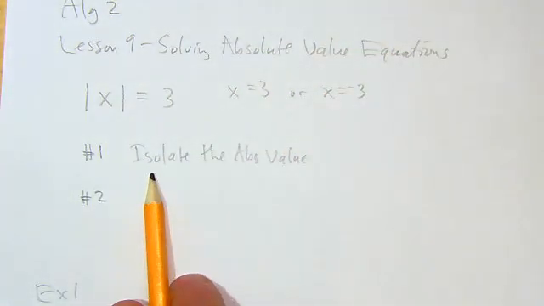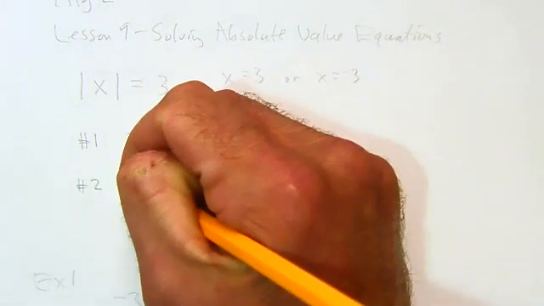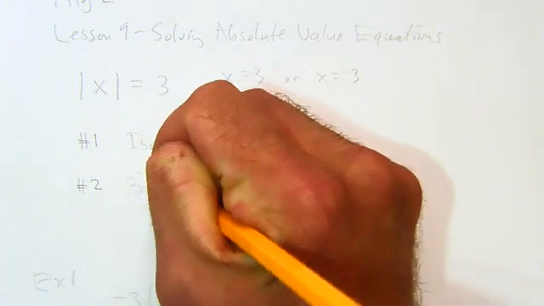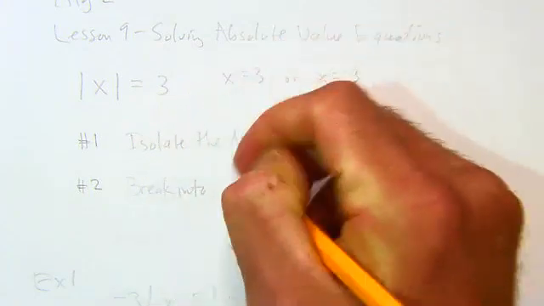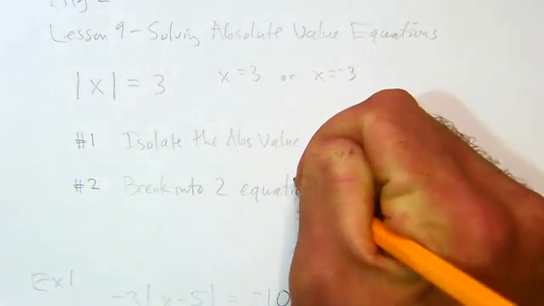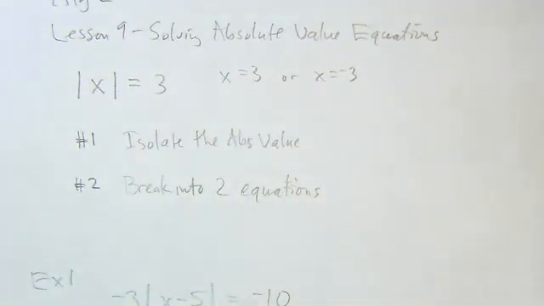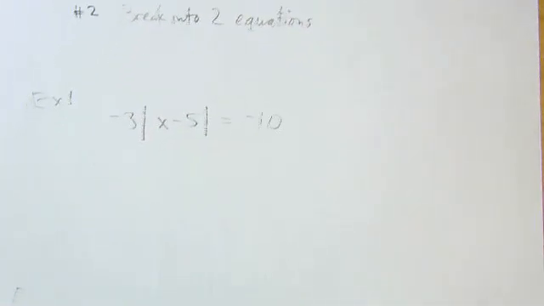Isolate the absolute value and then break into 2 equations. And you'll see what I mean once we do it. But that's going to be the step on these. We need to isolate the absolute value. And then kind of like up here, we're going to break it into 2 separate answers. Okay, 2 examples.